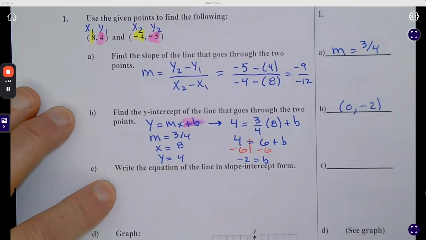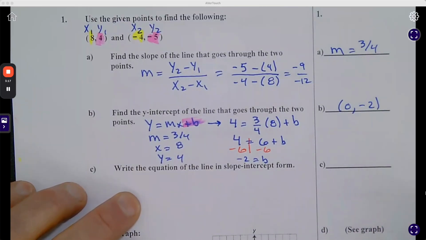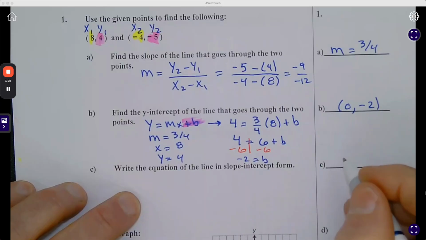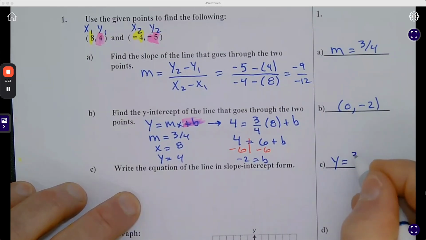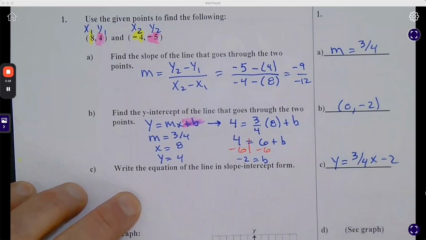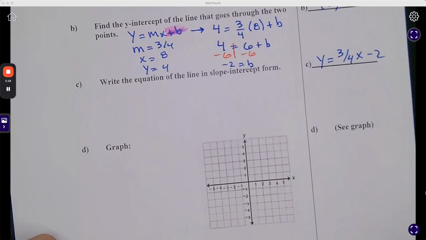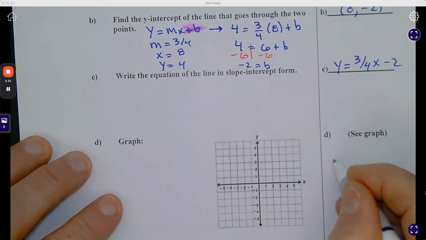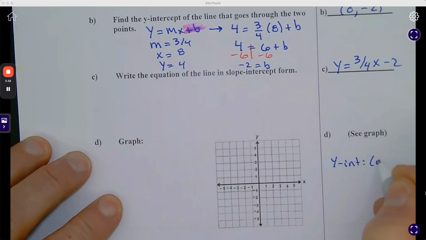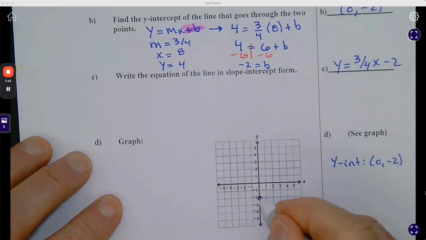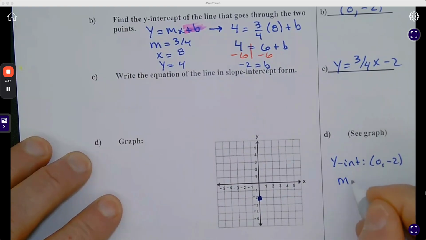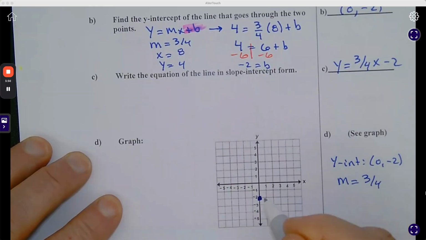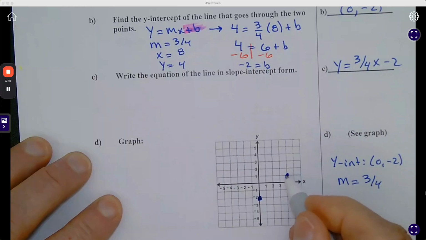Now we're going to write the equation of the line that has that slope and that y-intercept. So I'm going to say y equals 3/4 times x minus 2. Now we can graph that. We can graph it by plotting the y-intercept. Always start with plotting your y-intercept. So your y-intercept is (0, negative 2). We found that in part B. Then from there I apply my slope, rise over run. It's a positive 3, so I go up 3. It's a positive 4, so I go over 4.